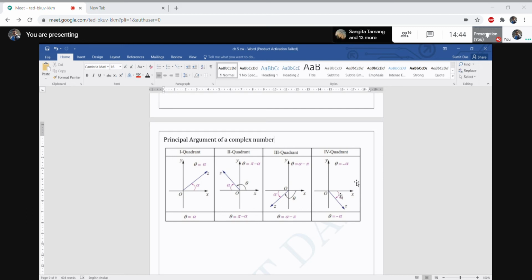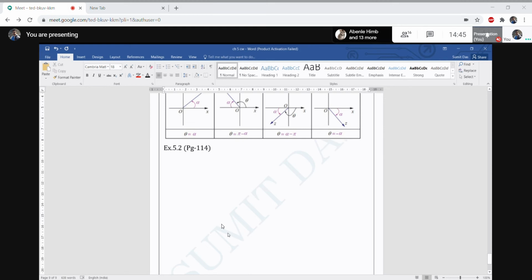For this, I should do one problem from the exercise. Exercise 5.2, page number 114. Let's do question number 3. Question number 3 is saying 1 minus i. We have to convert this number into polar form. So whenever we have to convert to polar form, there is a method.